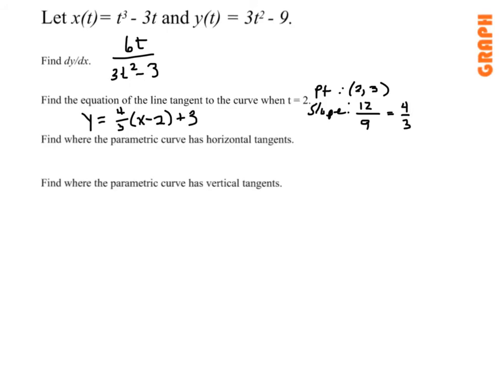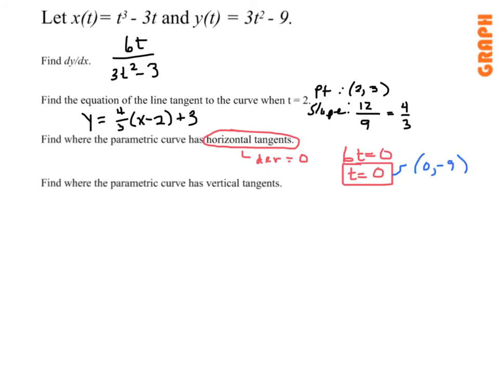Next, it says where does the parametric curve have horizontal tangents? Well, horizontal tangents mean the derivative equals 0, which means in our case the numerator has to be 0. 6t equals 0. So it's where t equals 0. Now this kind of depends on what's being asked. I mean, it's t equals 0, but if you wanted that as a coordinate, of course, you should plug that back in. 0 minus 0, 0 minus 9. I would say that's a coordinate of 0, negative 9.